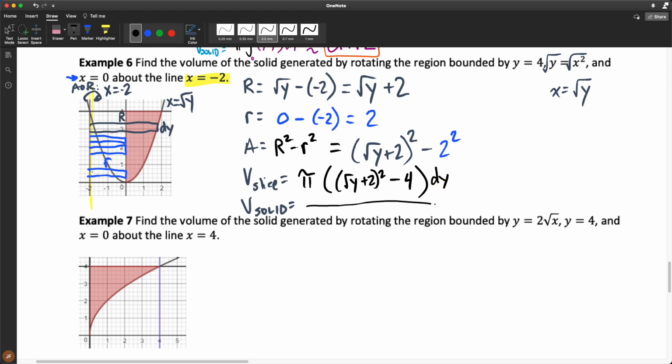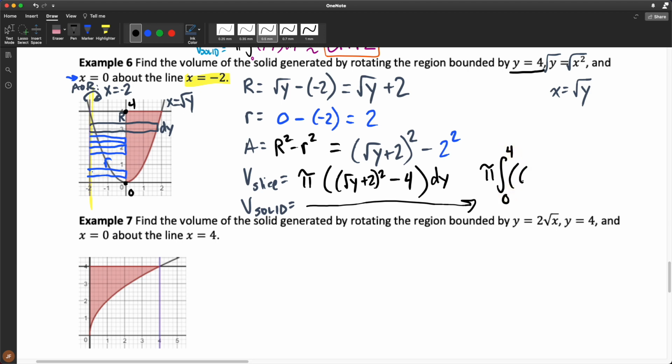Okay, so there's the volume of a single slice, and to get the volume of our whole solid, we're going to integrate. We're going to factor out that pi to the front, and our interval is bottom to top, so we're looking for c and d values. Our lowest point is at the origin, 0, 0, so we're going from 0 up to our highest point. That's the line y equals 4, which we're told in our directions. So we're going up from 0 to 4. There's our c and d values.